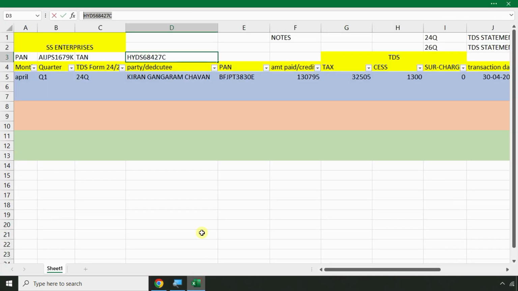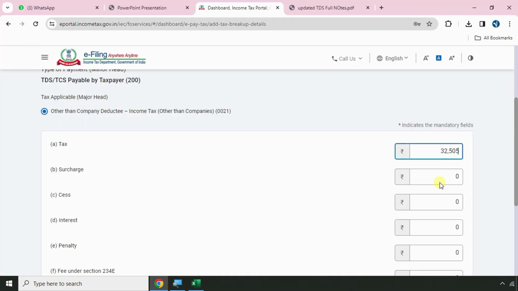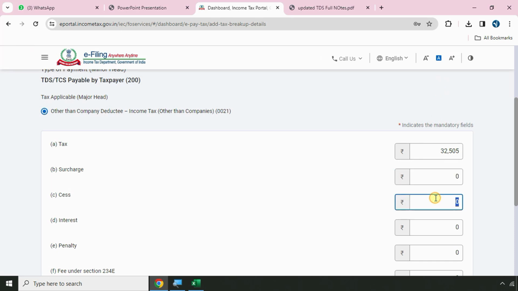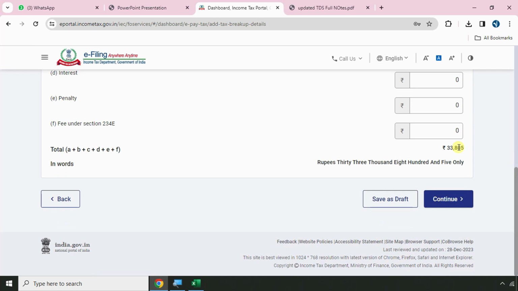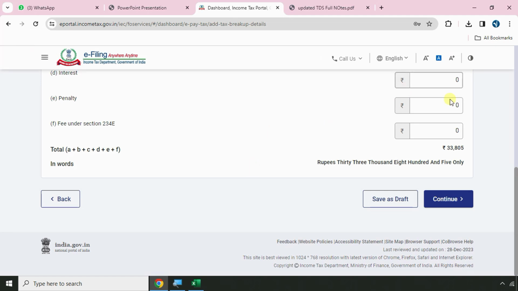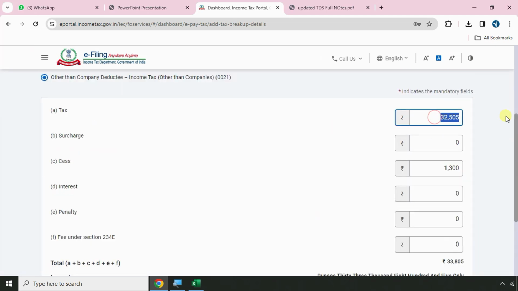Tax amount, how much? 32,505. Any surcharge you have? 0. Any cess amount you have? You need to pay a total of 33,000 out of the person's 1,66,000 salary. You deducted 33,000, you paid the balance. Correct? So I will deposit rupee 1.